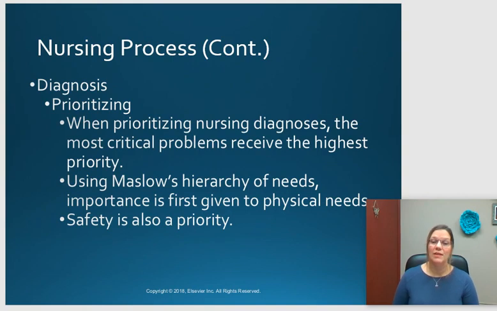When you prioritize problems, you will choose the most critical problem to receive the highest priority. And the problem that's going to kill the patient the fastest is going to be the highest priority. It sounds simple when I say that, but sometimes it can be difficult. You can think about Maslow's hierarchy of needs. Physical needs are at the base of the pyramid, and they're required to be met first. Safety is often going to trump physical needs, though.